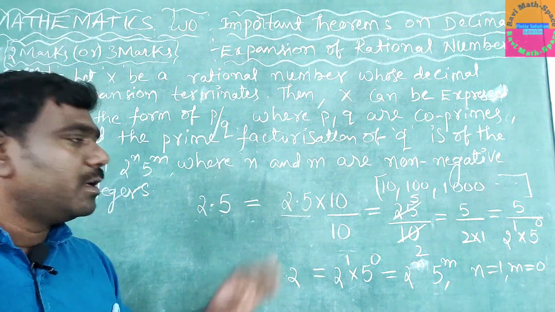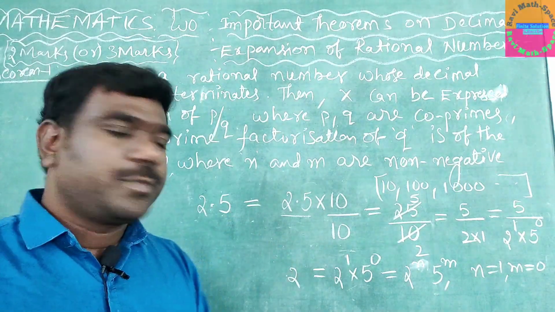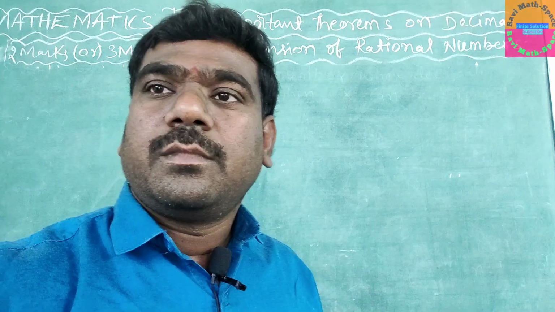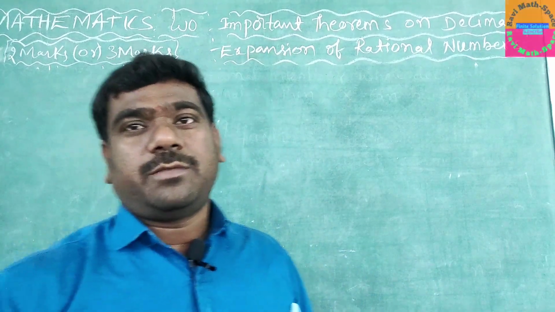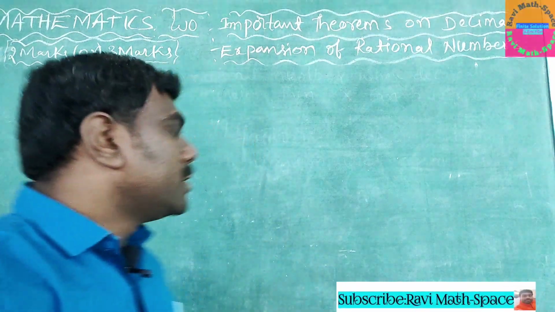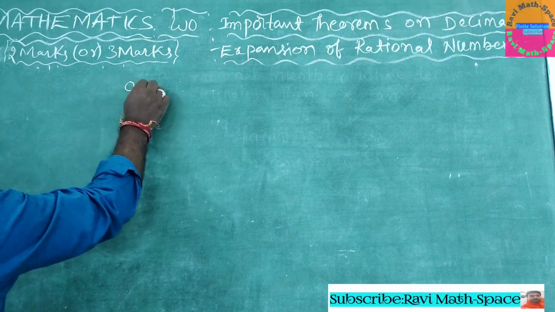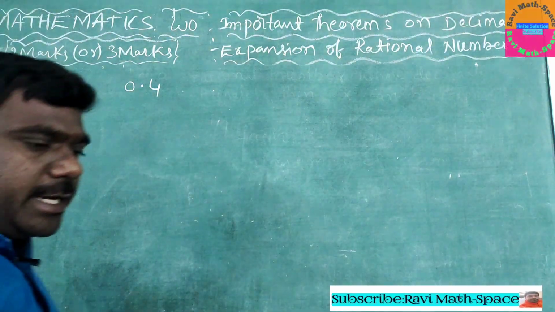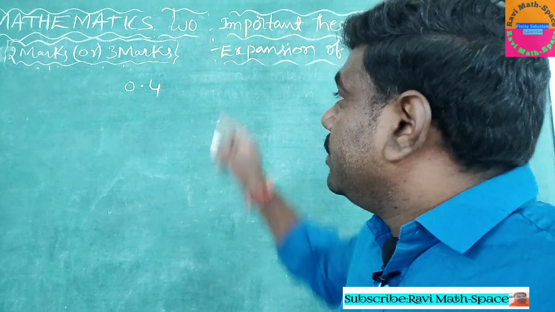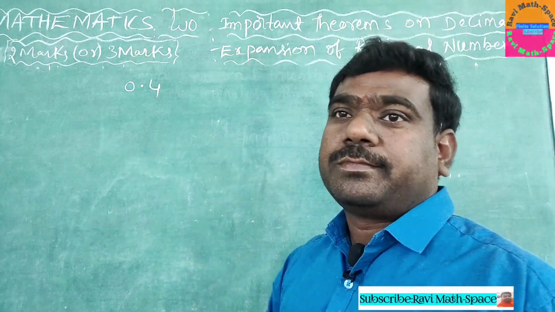Some more problems we will discuss based on this theorem, so you can understand better. If you want, take a screenshot. Some more examples we will discuss now. Suppose I take 0.4, which is a terminating decimal. This terminating decimal we can express in the form of P by Q.